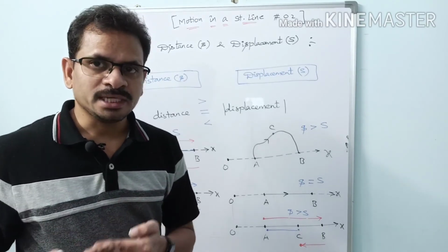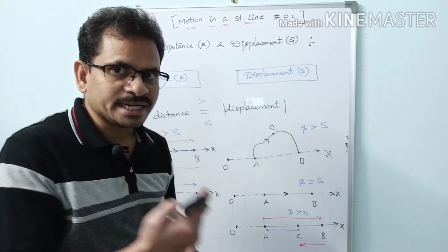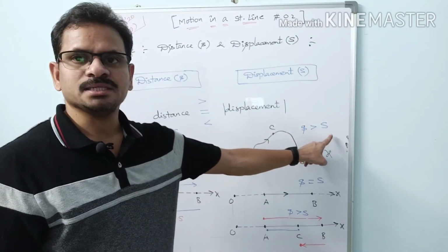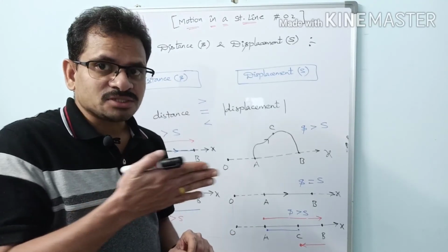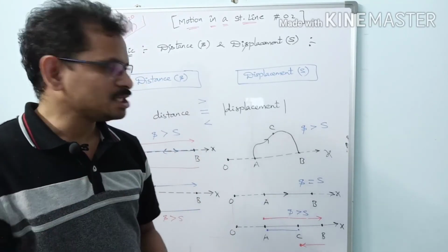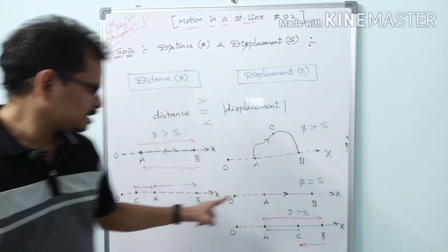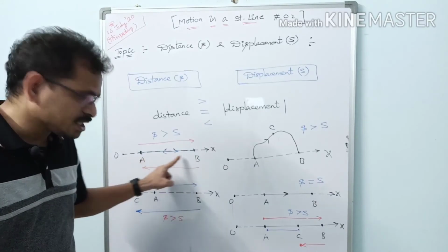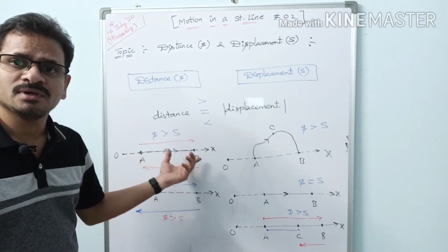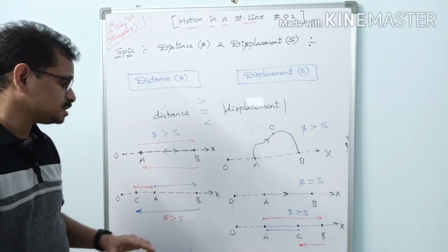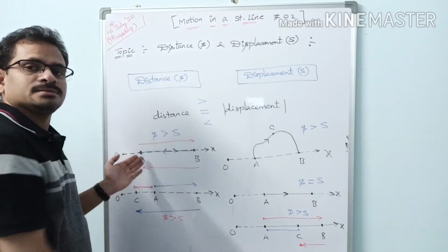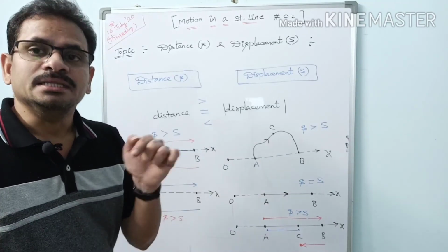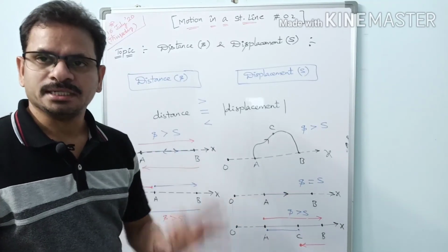So what are the requirements here? For distance to be equal to displacement, the motion must be a straight line. If it is not a straight line, then in this case, see here, distance is greater than displacement. If along this straight line it does not change its direction, then in that case only distance is equal to displacement. Check here. Here the direction changes. It is a motion along a straight line only, but here distance is not equal to displacement. Why? Because here the direction changes. So if the motion is along a straight line without changing direction, then only distance is equal to displacement. Keep that point in mind.